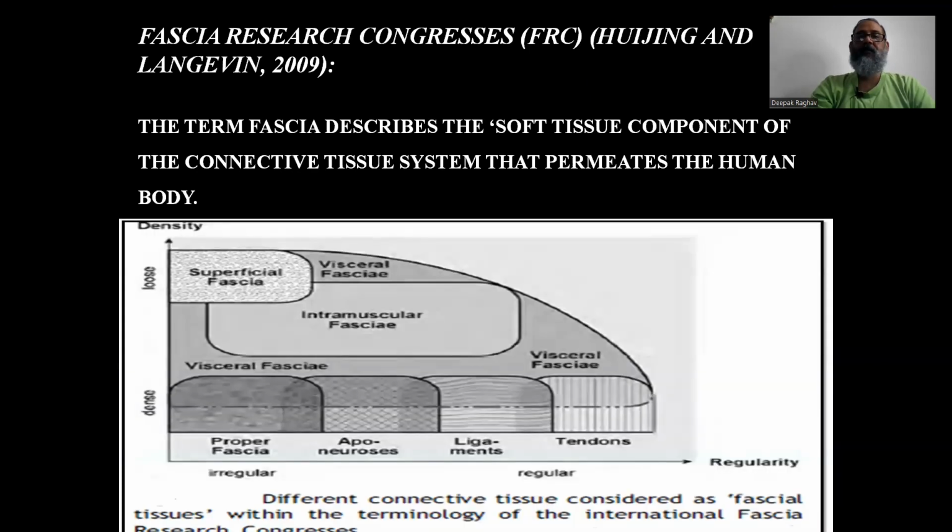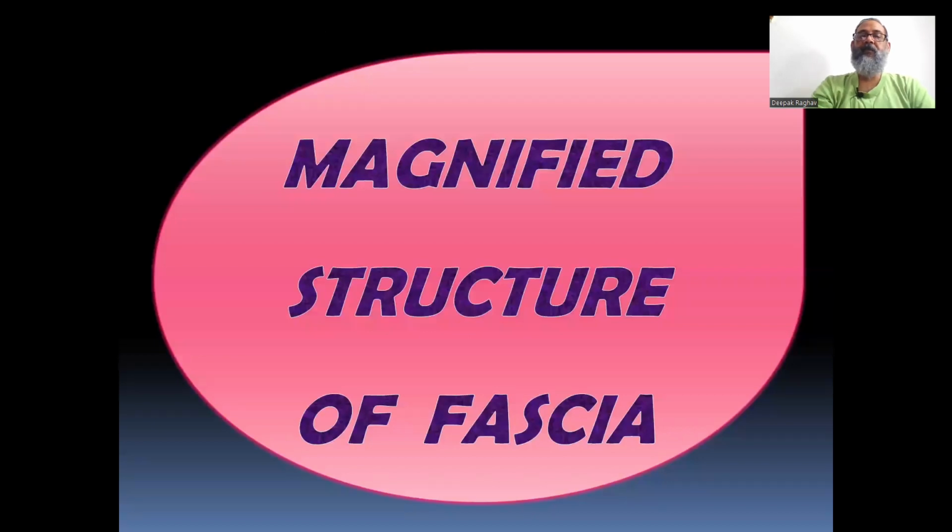At the Fascia Research Congress in 2009, the term fascia describes the soft tissue component of the connective tissue system that permeates the human body. That is, proper fascia, aponeurosis, ligaments, tendon, superficial fascia, visceral fascia, intramuscular fascia. Everything is fascia. Now come to the magnified structure of the fascia.